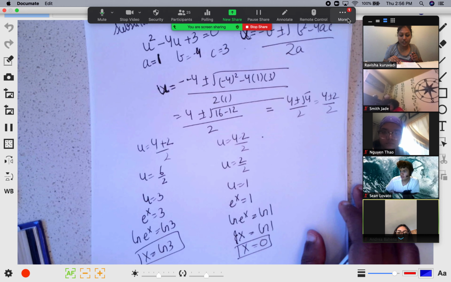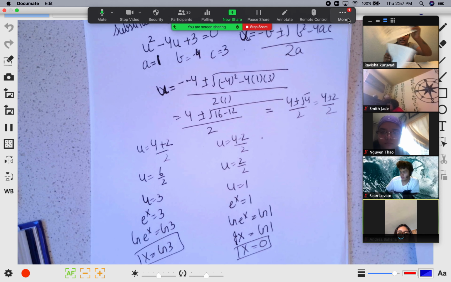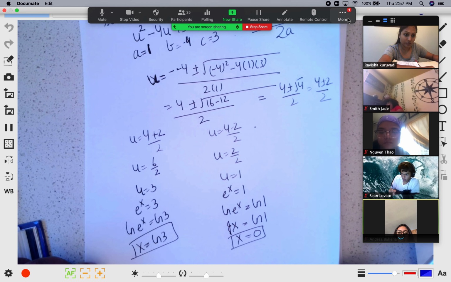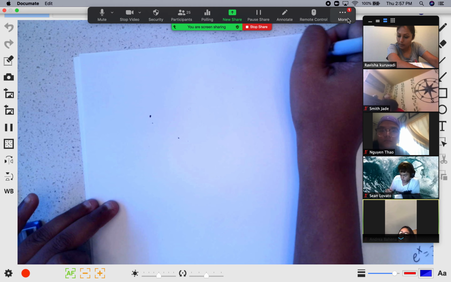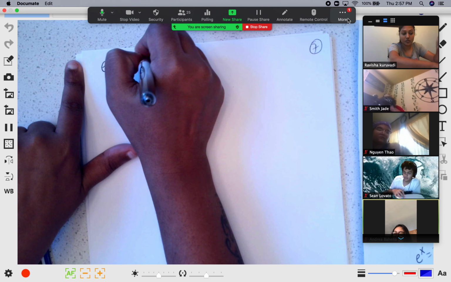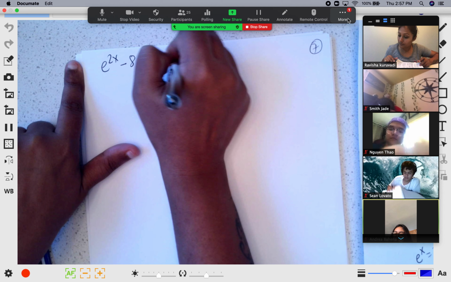Note, in this specific question, you have to substitute e to the power of x as u. Try this problem yourself right now. So you are given, you have to solve e to the power of 2x minus 8 e to the power of x plus 7 is equal to 0. Solve.